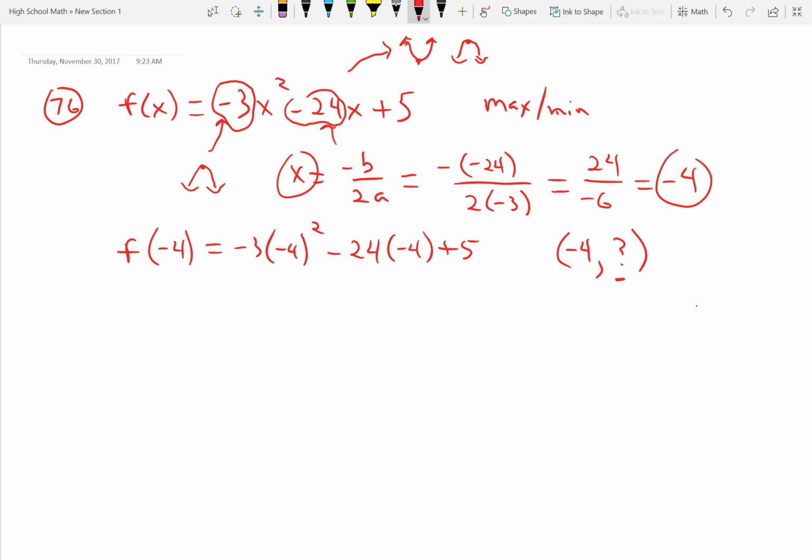function value. Alright, so negative 4 squared is 16 times negative 3 is negative 48. That is a plus 96 plus 5. 101 minus 48, this looks like 53 to me. Again, I'm not using a calculator, so you want to check this out. f of negative 4 is 53. The maximum value is 53.